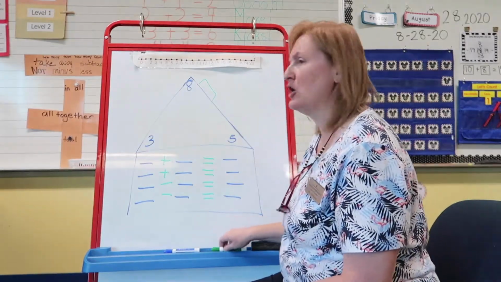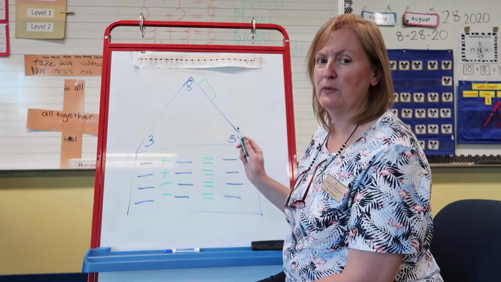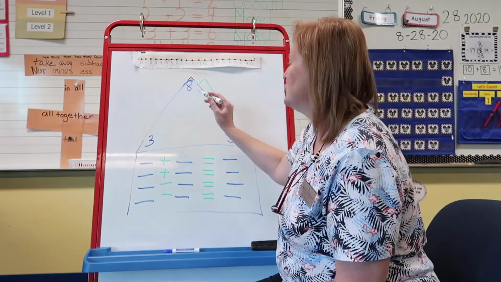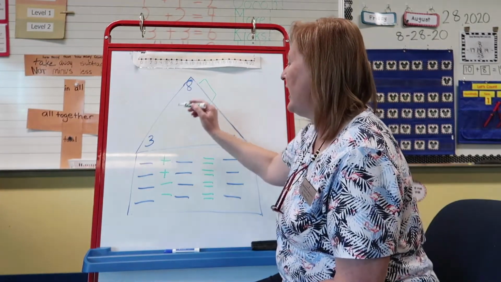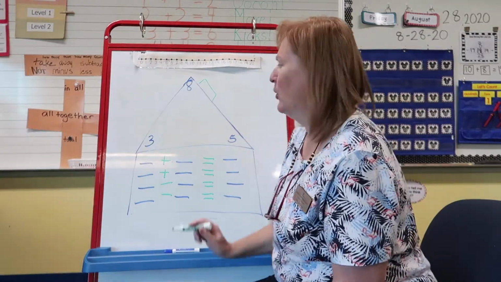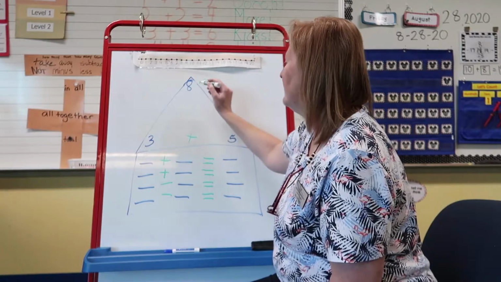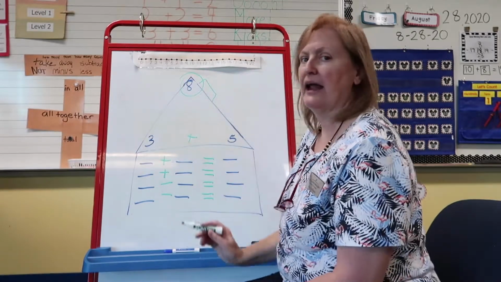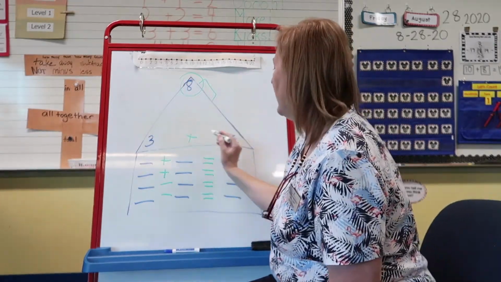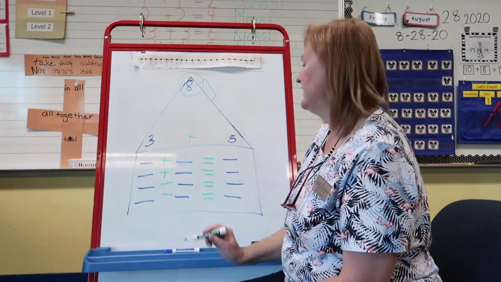So let's answer our question. Do we remember? We just did this. Do we add 8 and 5 or 8 and 3? No, we only add 3 and 5, because 3 and 5 is going to add up to 8. Or 5 and 3 is going to add up to 8.